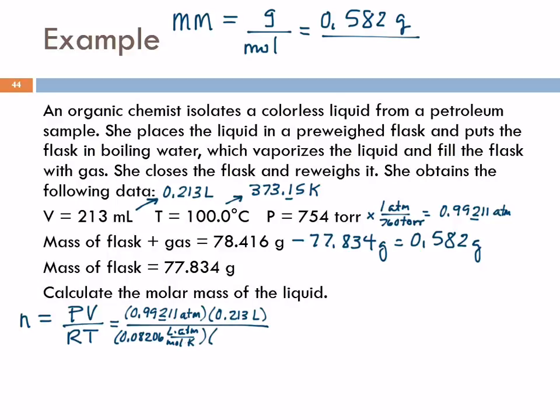I know those units are tedious to write out, but it really is good to do it. 373.15 Kelvin. I'm going to double check my units. Atmospheres cancel atmospheres. Kelvin cancel Kelvin. Liters cancel liters. I've got moles left. This is good.